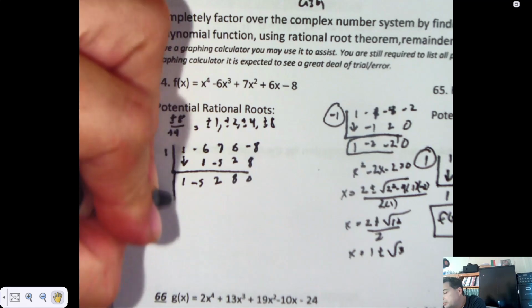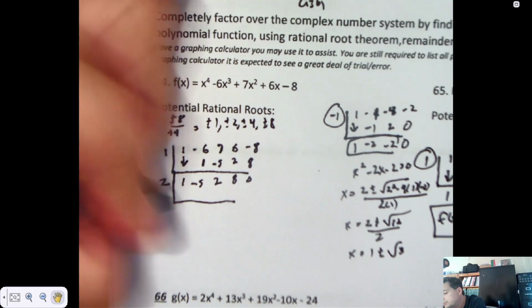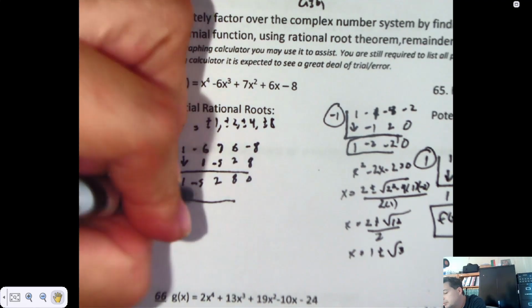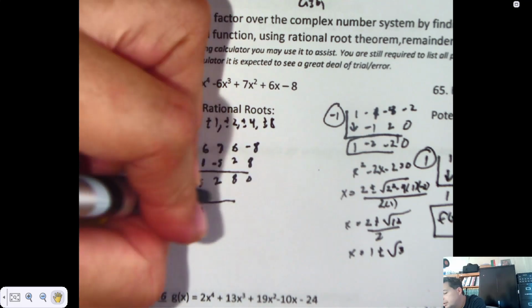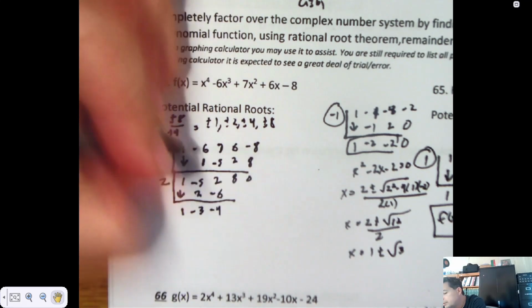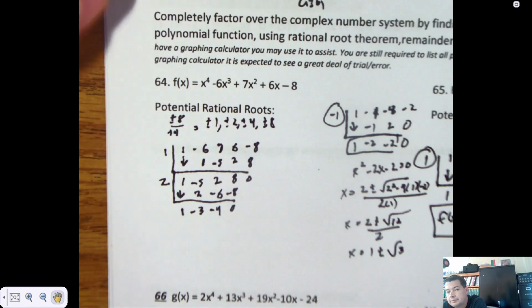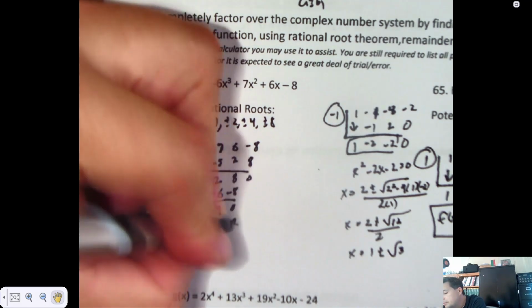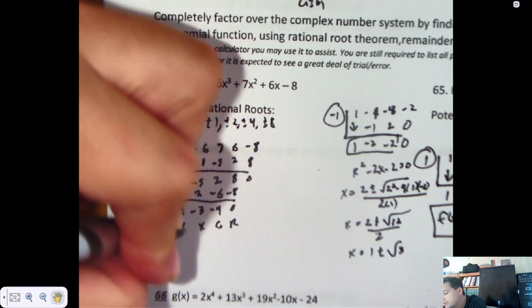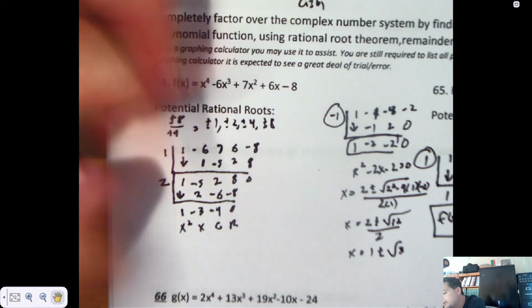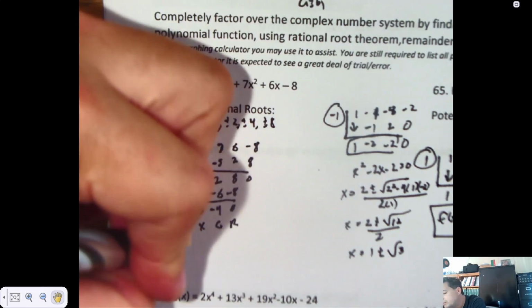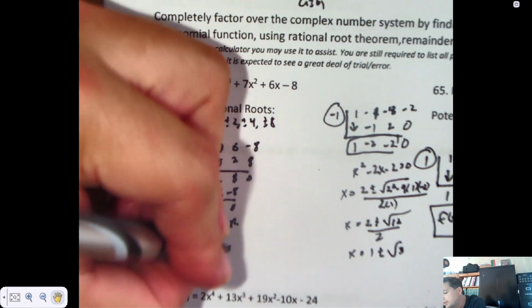And after I pulled out the 1, I'm going to pull out the 2. I'm going to drop, multiply, and add, multiply and add, multiply and add. And remember, this is the remainder, constant, x, x squared. We always reduce to a quadratic. So I have x squared minus 3x minus 4 being equal to 0.